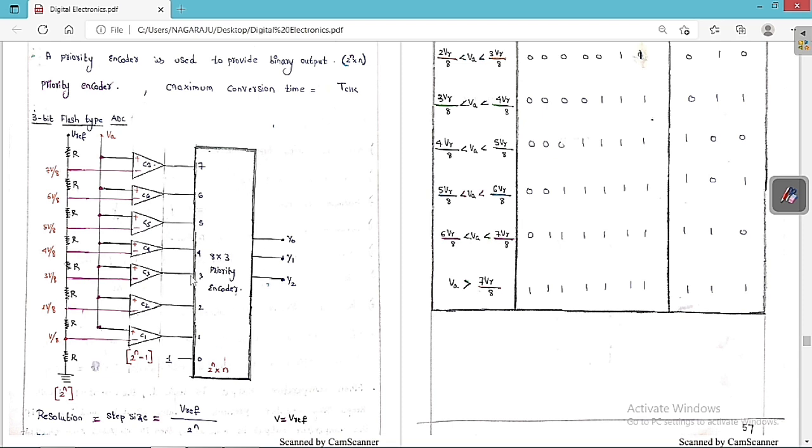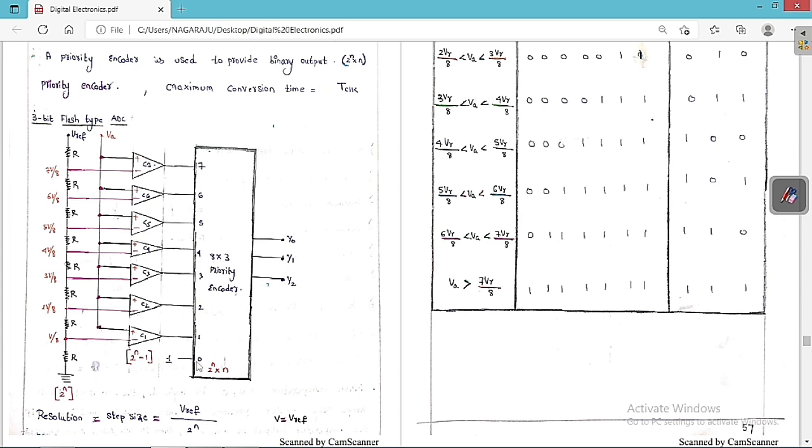Now we are going to provide a priority encoder. Priority encoder means 2 to the power of n cross n, as n is equal to 3. So 2 cube is equal to 8 cross 3. So this is 8 cross 3. Inputs are 8 and outputs are 3. So this is the priority encoder. Therefore we are having 8 inputs, you can see clearly this is 1, 2, 3, 4, 5, 6, 7, 8. Total 8 inputs, I can write like this 0, 1, 2, 3, 4, 5, 6, 7.